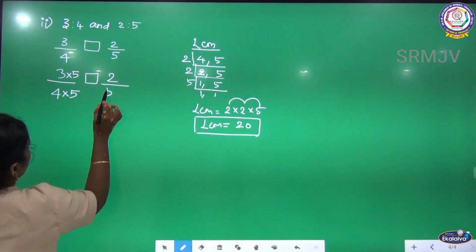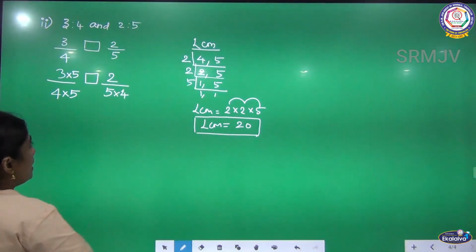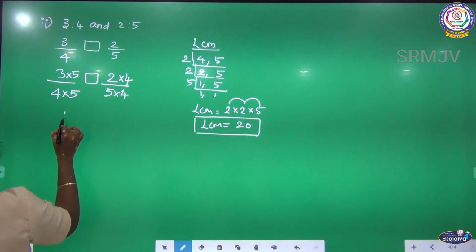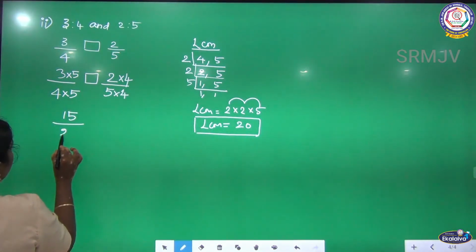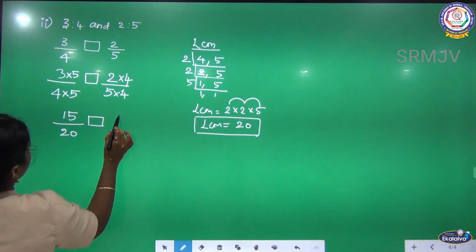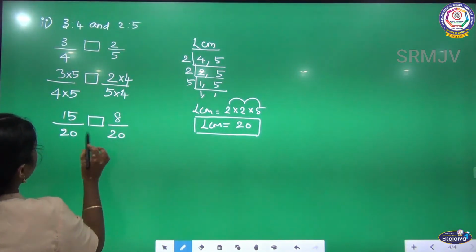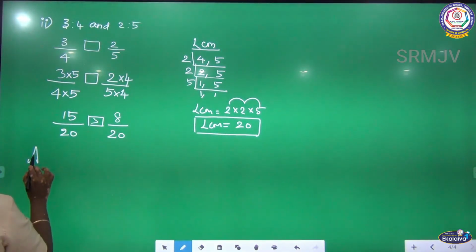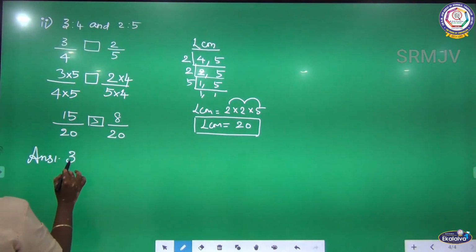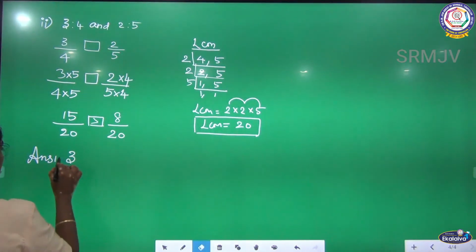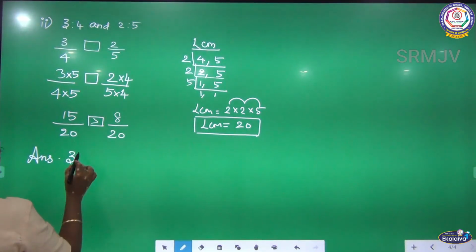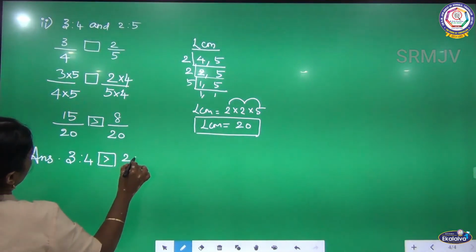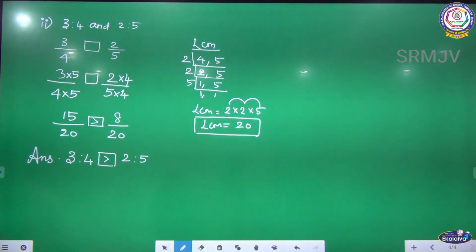2 by 5, already 5 is there, so if you multiply by 4 you get 20, so into 4. Now listen, 5 3s are 15 by 20, and make a box. 2 4s are 8 by 20. Now compare which is greater. 15 by 20 is the greater fraction. So write the question now: 3:4 is greater than 2:5. Can you understand this, children?